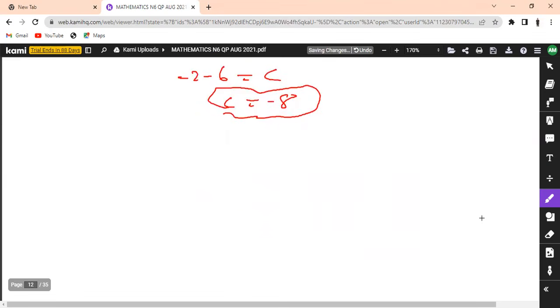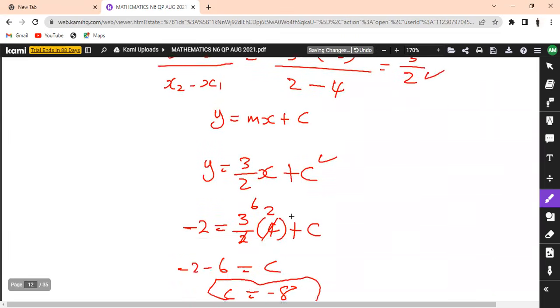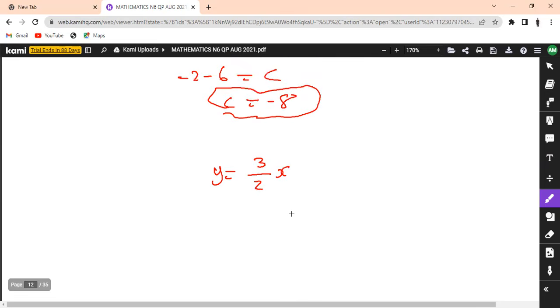So having our equation, remember we said y is equal to mx plus c, where we had y is equal to 3/2 x. So it's going to be 3/2 x plus c, which is our c. In this case, we obtained -8.